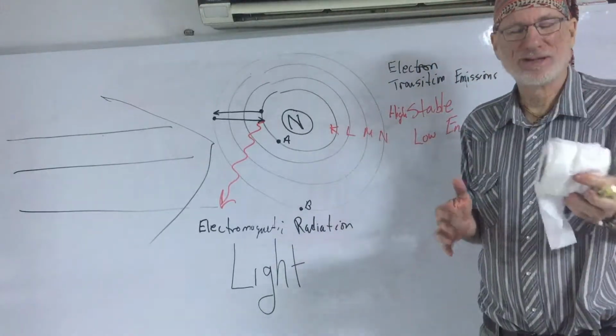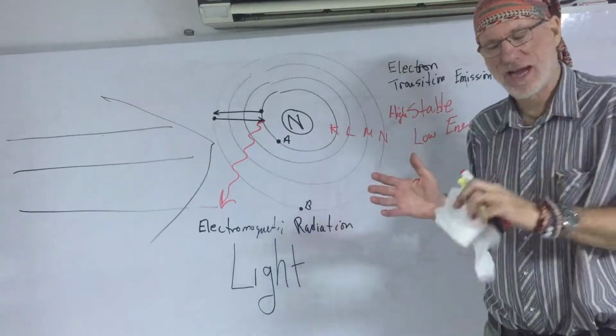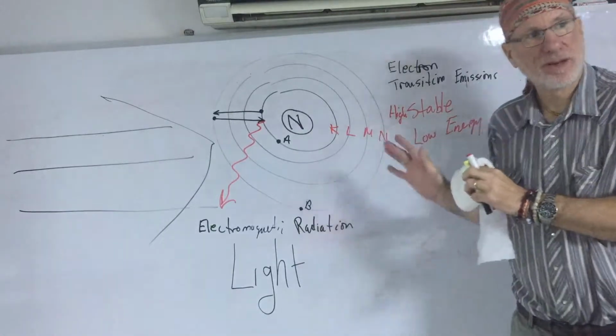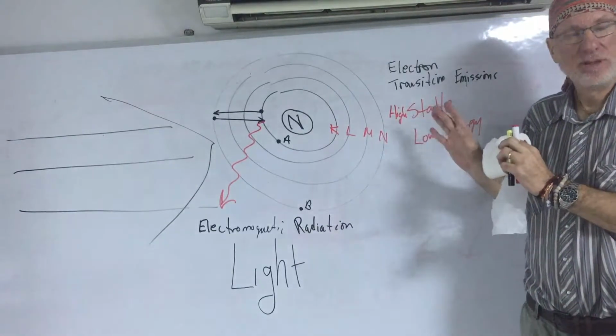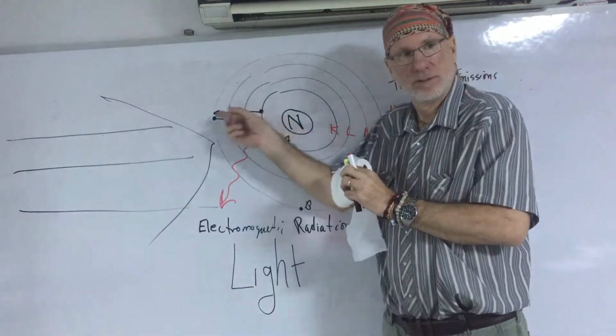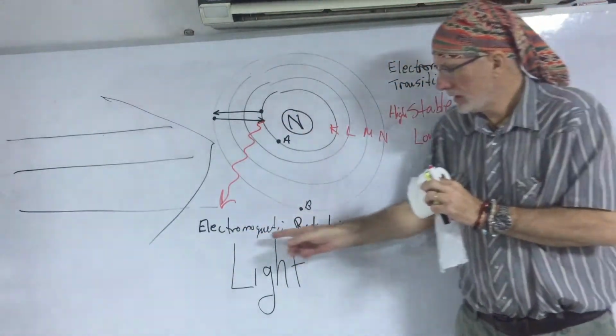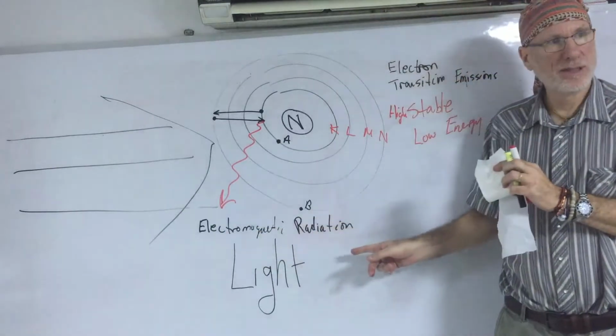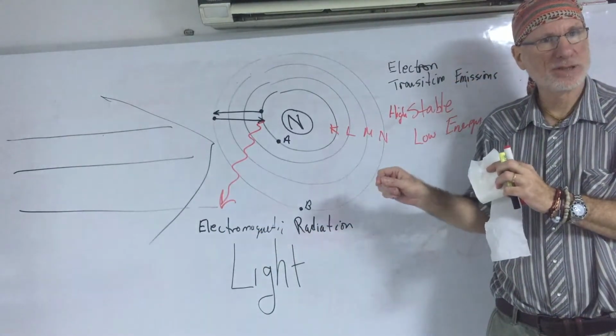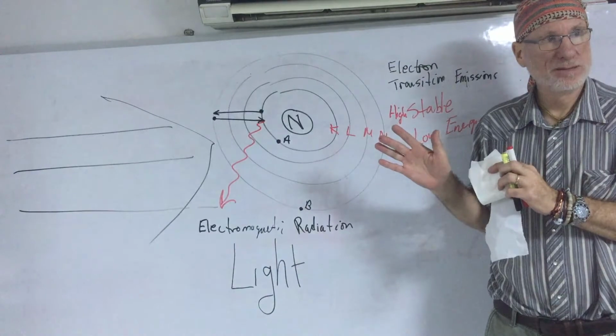All right, I'll put it on pause and we'll go back, but you can read what you got. But that's where light comes from. It comes from electron transitions and then emissions. Understood? It's called electromagnetic radiation. And that's where light comes from. Yes? Okay, good.